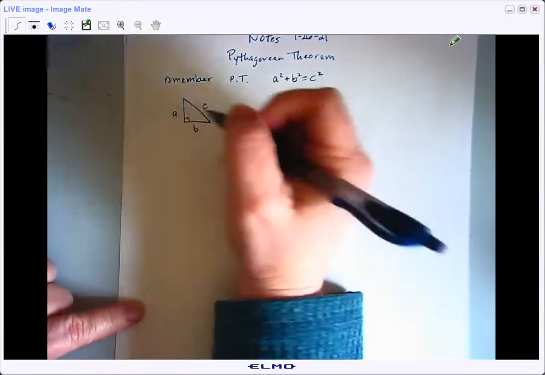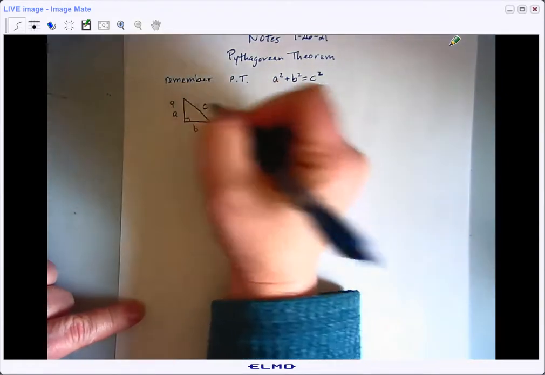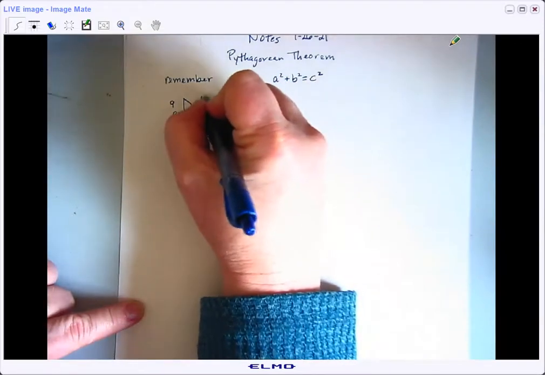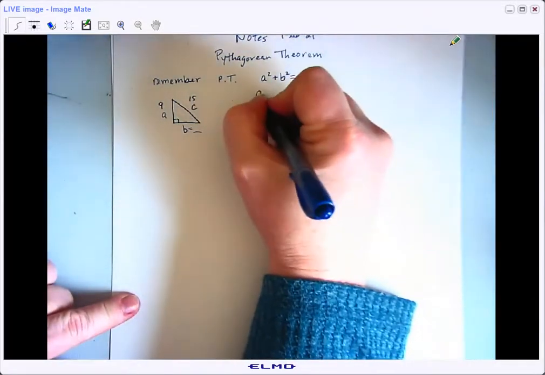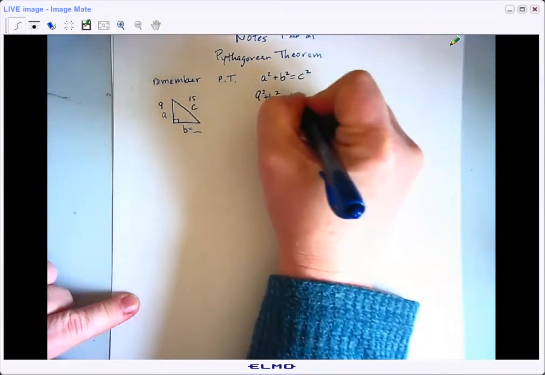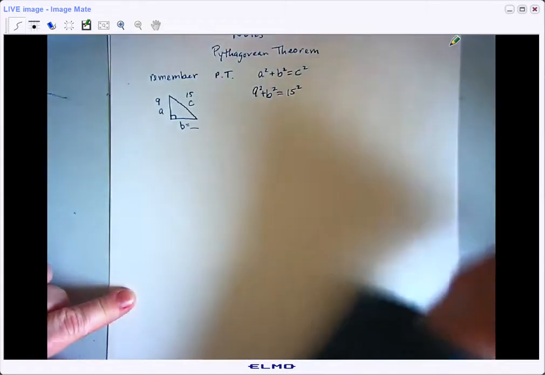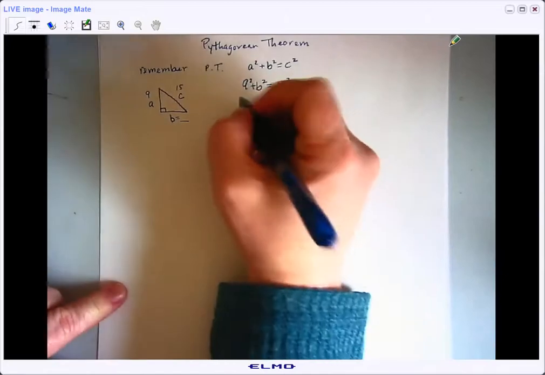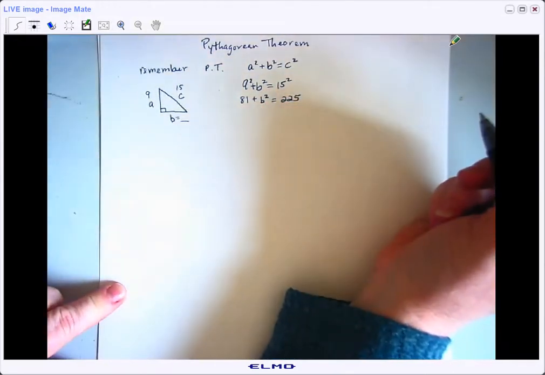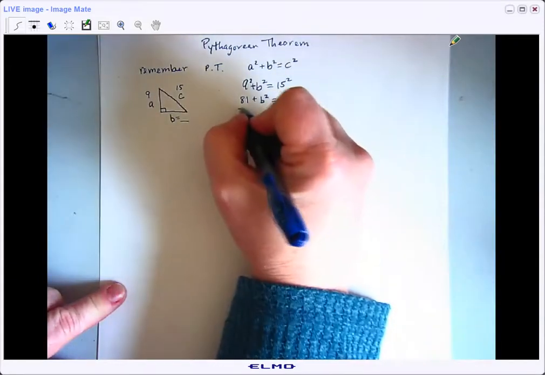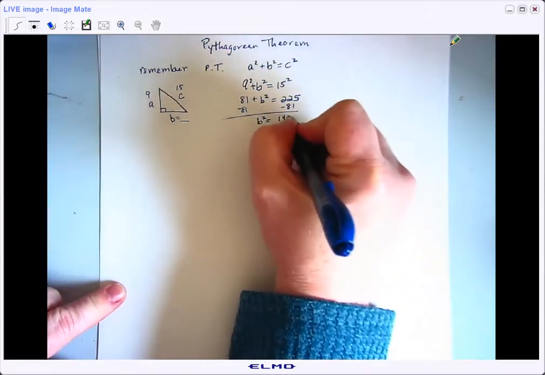So if I tell you that this is 9, this is 15, and we want to find B, we would plug this into the formula, and we would get 9 squared plus B squared equals 15 squared. And then we would continue to solve. So 9 squared, 81, plus B squared is equal to 225. And then subtracting 81 on both sides, we get B squared is equal to 144.